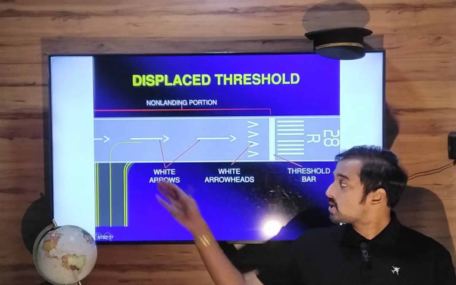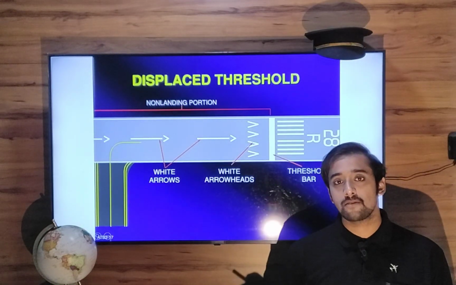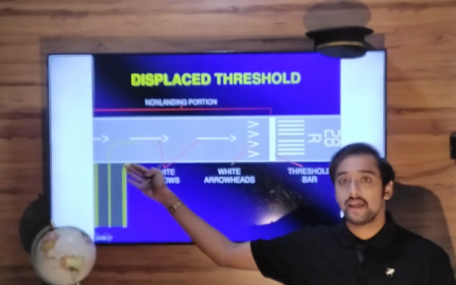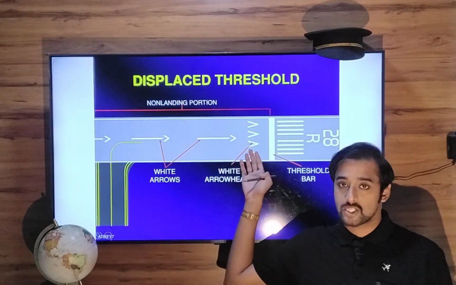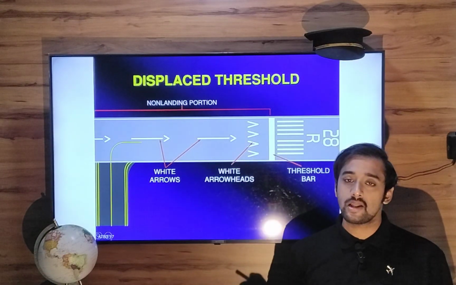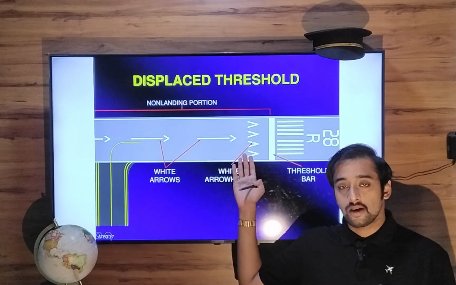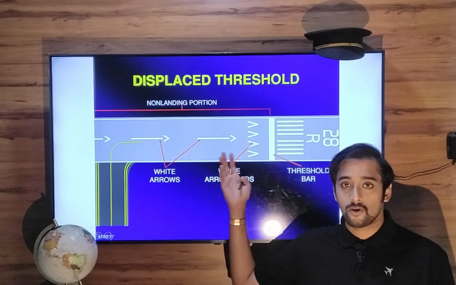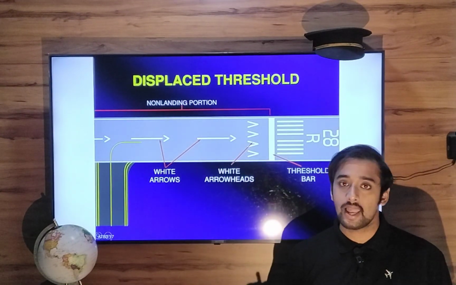So this is your entire runway. Now at some airports, due to noise abatement procedures or due to some construction work or maintenance work, some portion of the runway in the beginning may not be suitable for movement of aircraft. Though in many textbooks they have mentioned that this portion of the runway can still be used for taxiing or for departure, taking off, this portion can strictly not be used for landing.